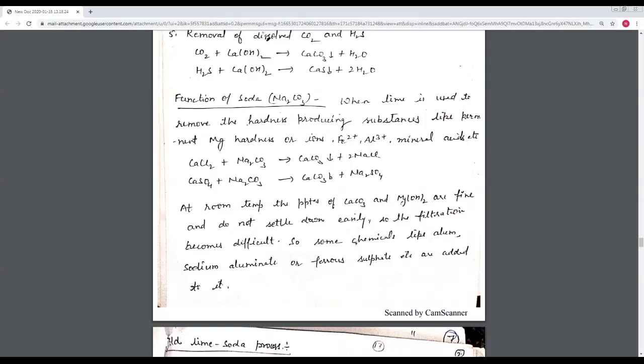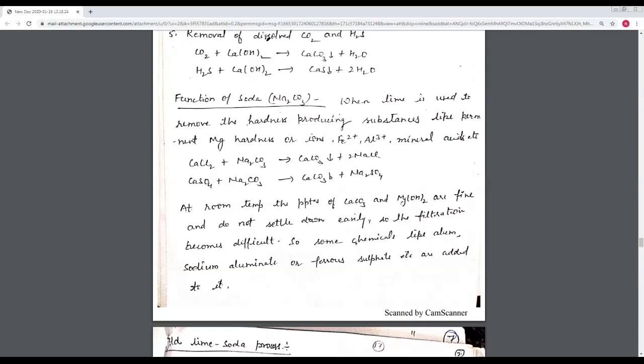Now, the lime soda process has two categories. The first one is the cold lime soda method, and the other is called the hot lime soda method. Firstly, we discuss the cold lime soda method. The difference is that the cold lime soda method is completed at room temperature, which means 25 degrees centigrade.